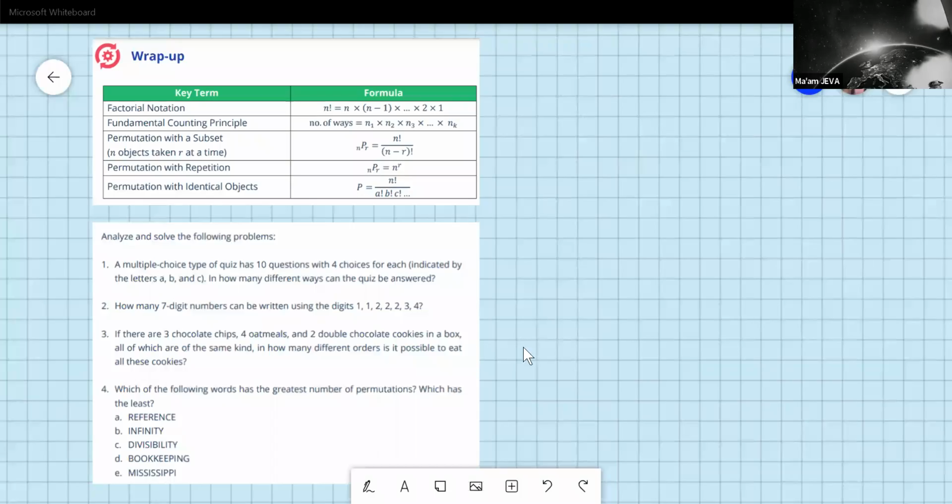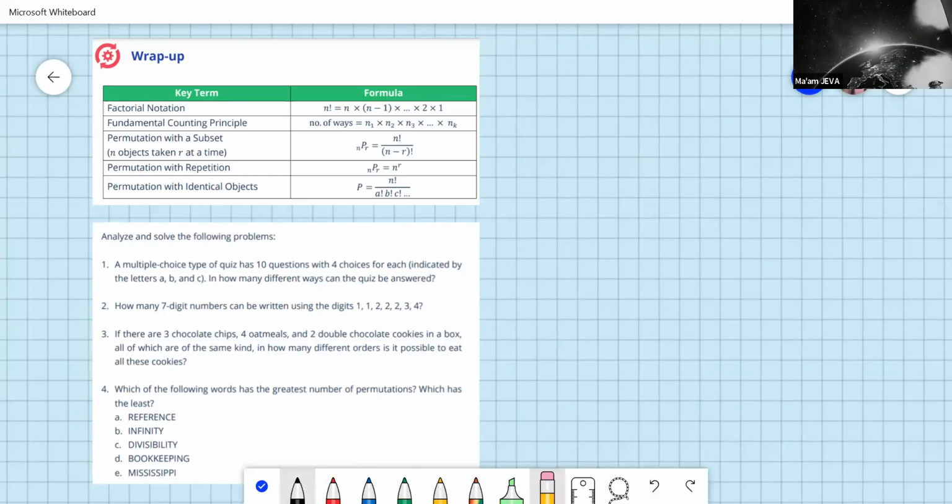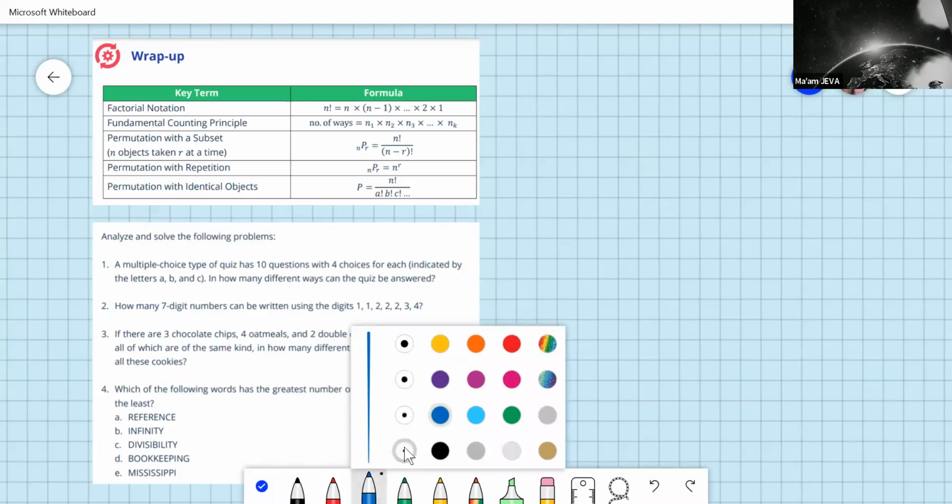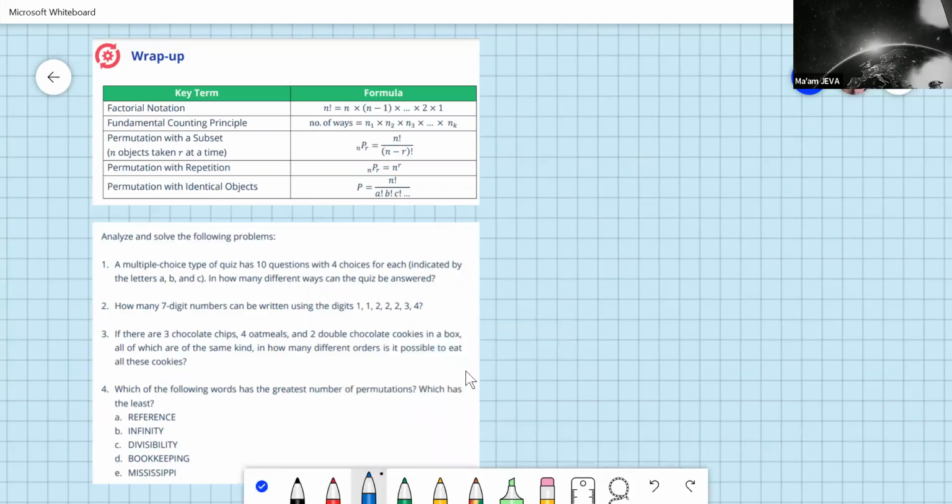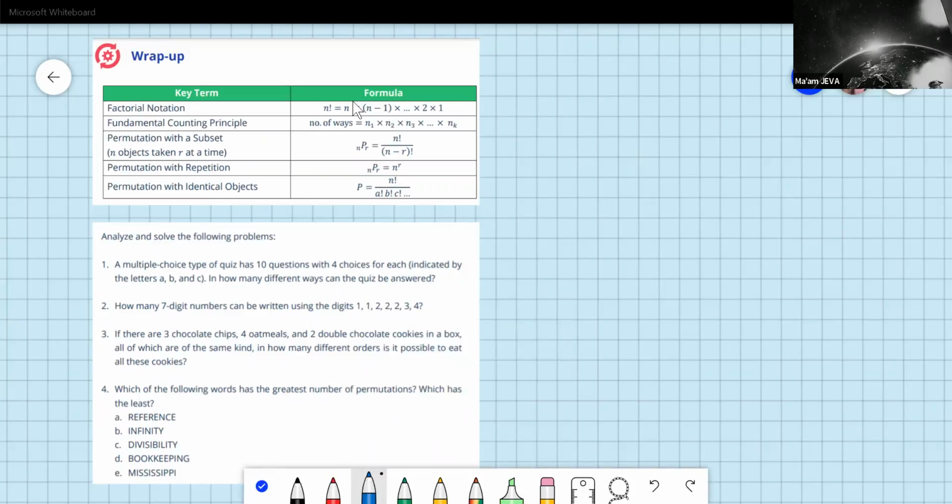Okay. So, are we set? Okay, so let's start with number 1. What do you think is the answer to number 1? Do you have an answer for number 1? Anyone in the chat box?